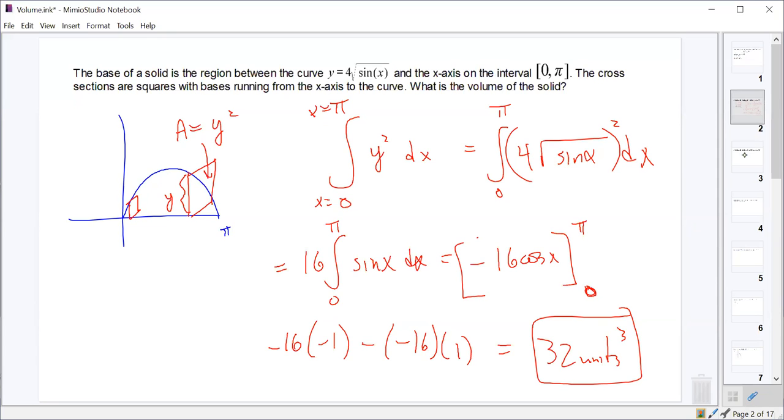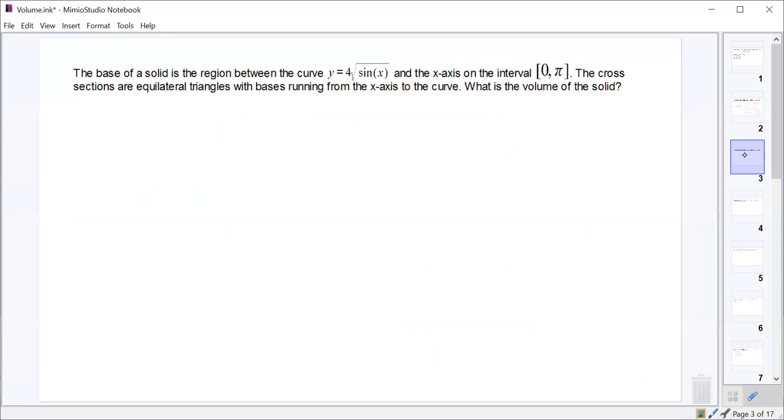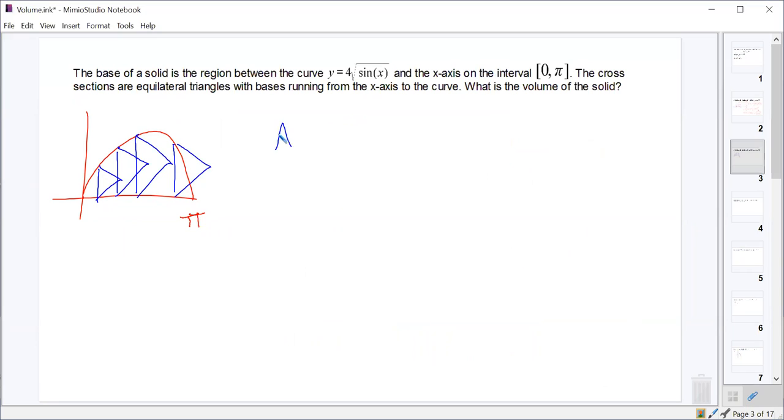Yeah. All right. Okay, let's do another one. Same function, 4 root sine x. Still 0 to pi, but this time the cross sections are equilateral triangles. Yeah, equilateral triangles, bases are running from the x-axis to the curve. Okay, so they're perpendicular once again to the x-axis. And so first thing we need to do is figure out a formula for the area of each of those triangles. And what is the area of an equilateral triangle?